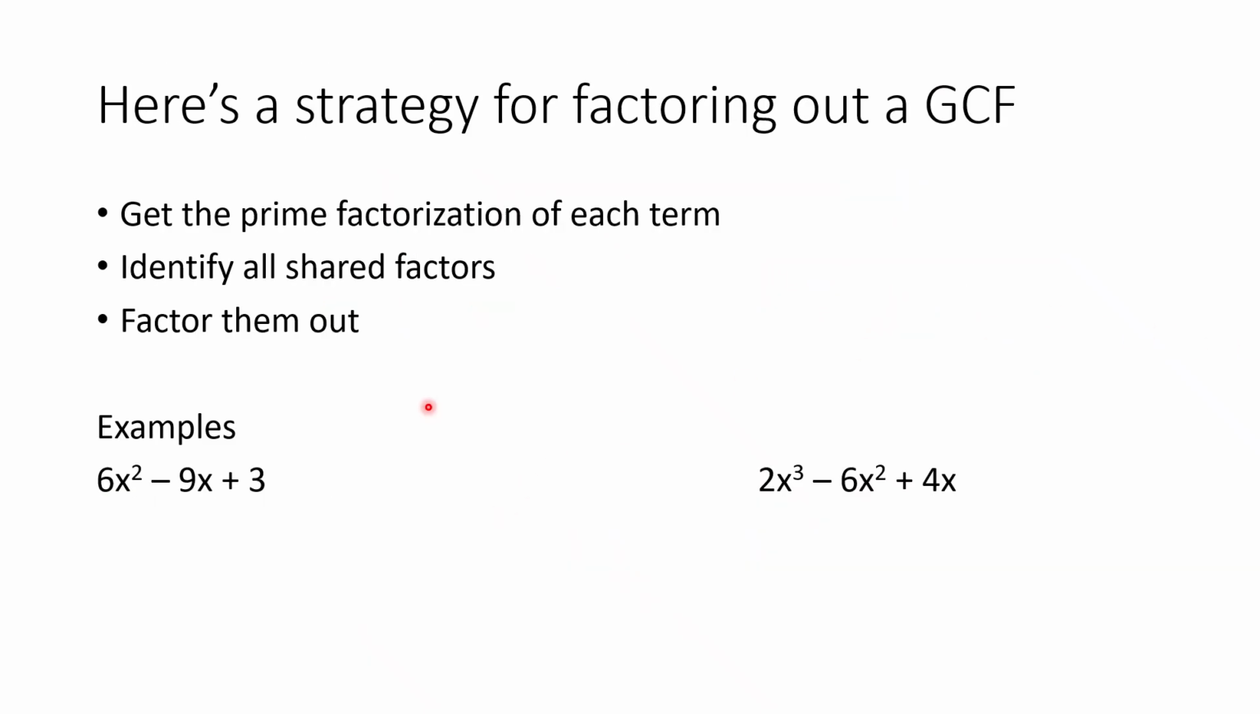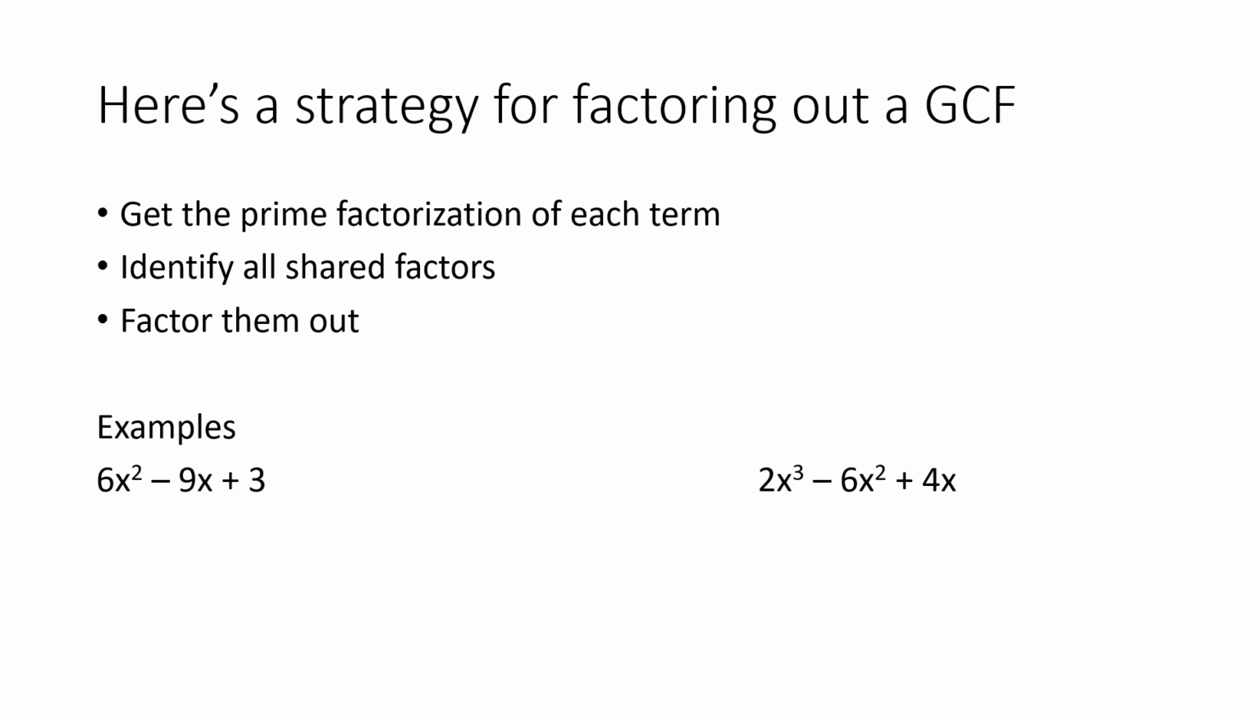Now, here's a strategy for factoring out a GCF. A strategy you can use is to get the prime factorization of each term. Prime factorization means that you're going to break it up into all of its factors such that you can't break it up anymore. There are no more factors. Identify all of the factors that are shared by the various terms and then factor them out. So we're going to work through 2 examples so you can see what I mean here.